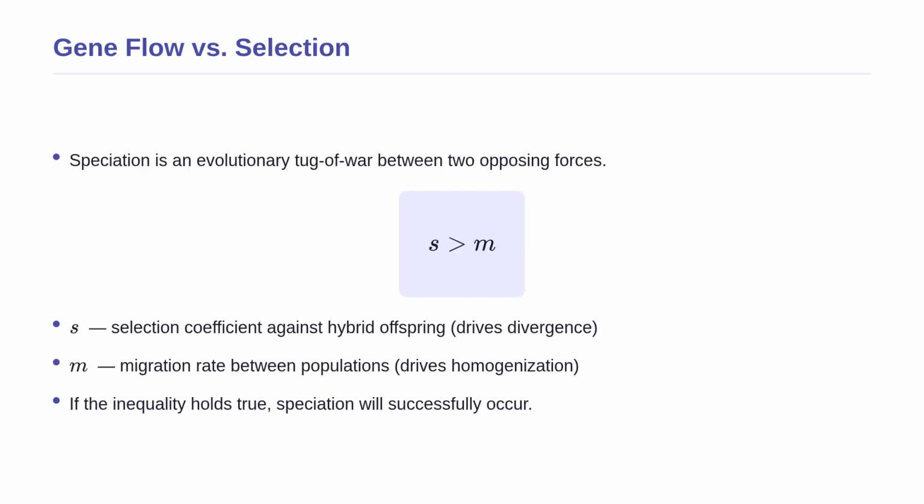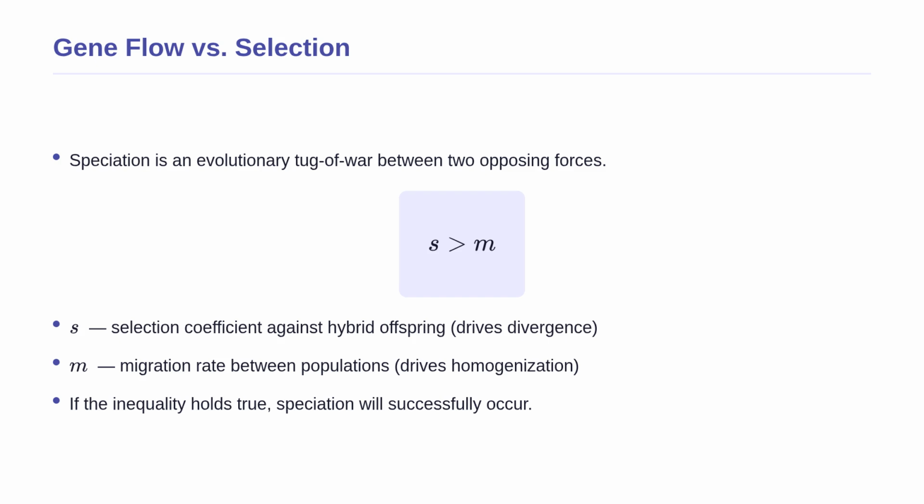So we have proven how to measure isolation. This brings us to the forces that actually cause it. For two populations to become separate species, the evolutionary force pulling them apart must be stronger than the force keeping them together. We represent this with a simple but powerful mathematical inequality. S is greater than M.